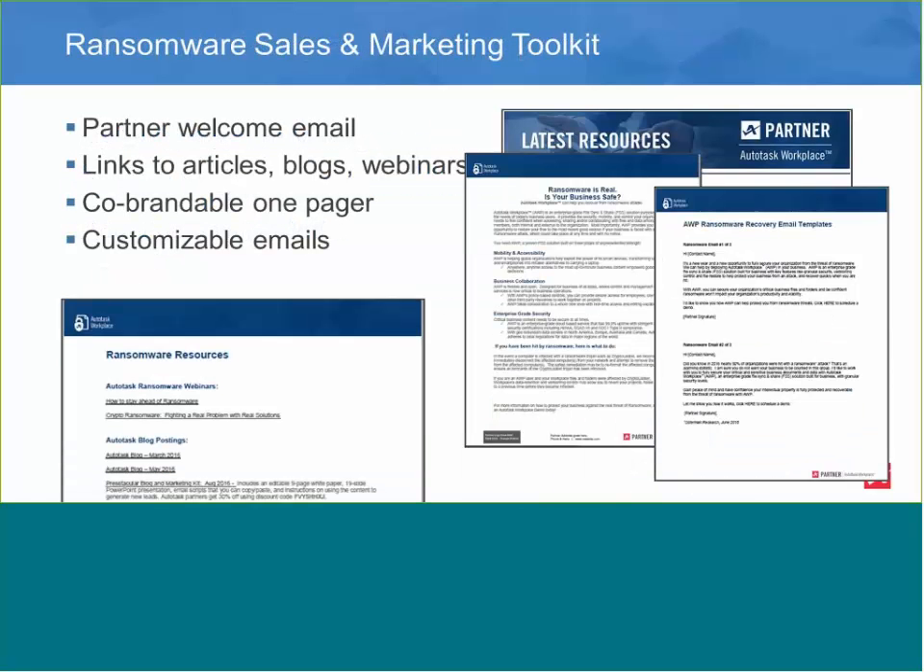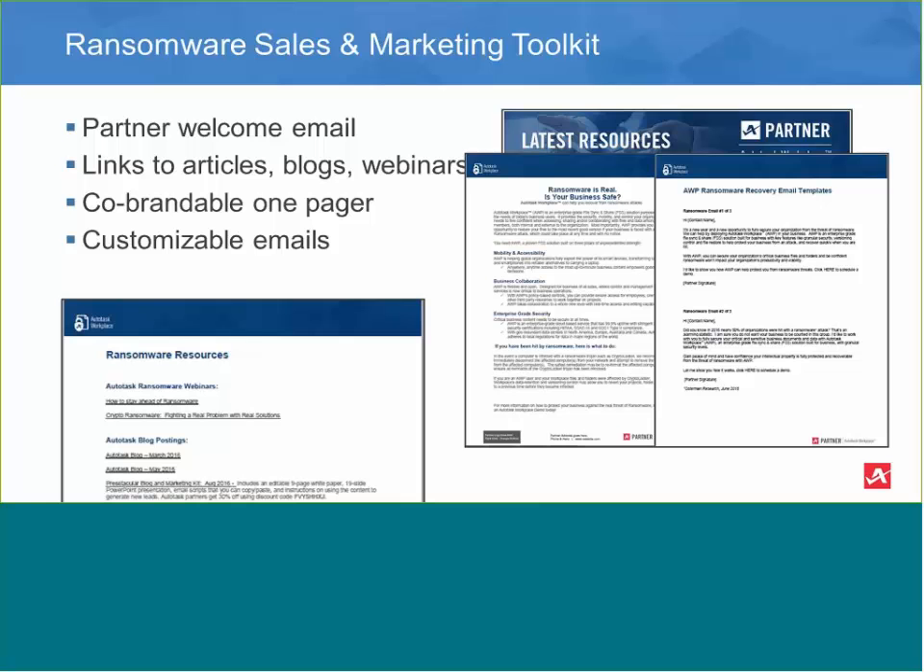And I'd be remiss to not point out that we do have a ransomware sales and marketing toolkit. Autotask Workplace, now Autotask Workplace Server, is the ultimate ransomware recovery tool. And you want to let your clients know it, and you have to know it yourself. Essentially what happens with ransomware is you get hit with that ransomware attack. It'll encrypt all the files on the device, whether, again, your server or your desktop, and you're going to be asked, or your client's going to be asked to pay a ransom.